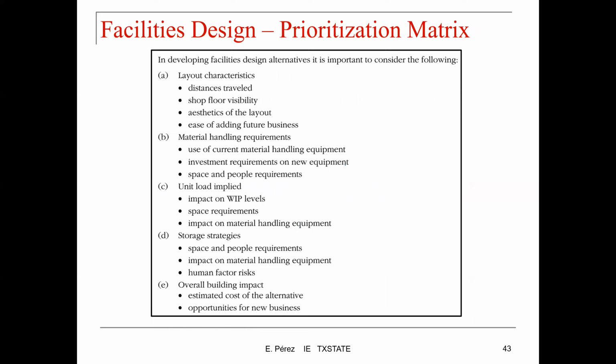The prioritization matrix, like the name is self-explanatory, is used to prioritize alternatives. In developing facilities design alternatives, it is important to consider the following: layout characteristics, material handling requirements, unit load implied, storage strategies, and overall building impact. You start generating this list in order to achieve the goal that you want to pursue.